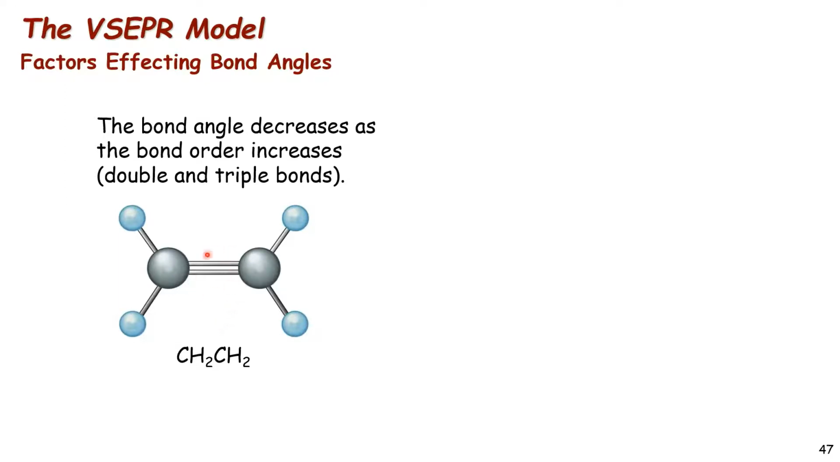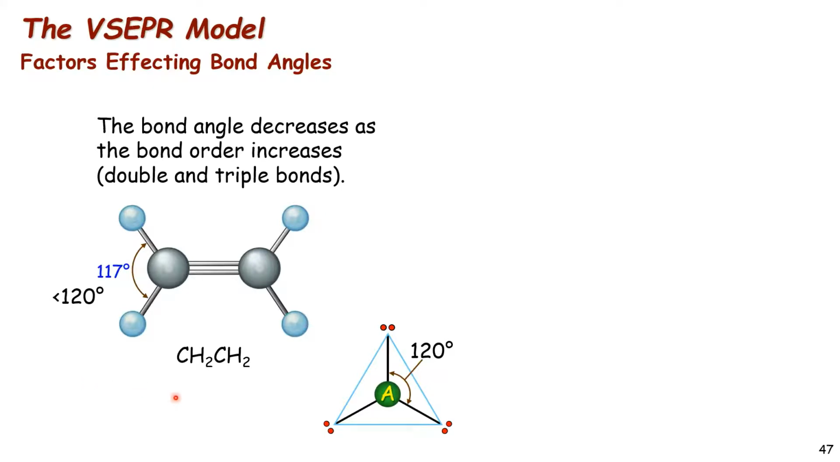So there's, again, a lot more electrons here, so it's pushing harder on these 2 bonds here. And so it's going to make this less than the ideal bond angle of 120. In fact, for ethene, it's 117. But again, I just want you to say that it's less than the ideal bond angle of 120.